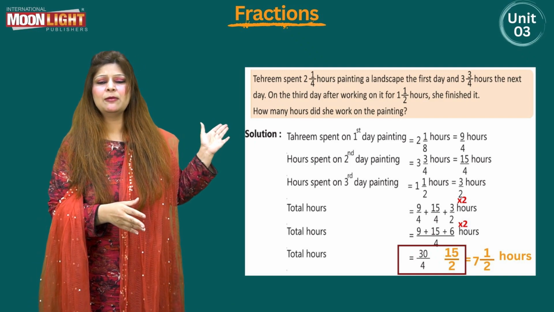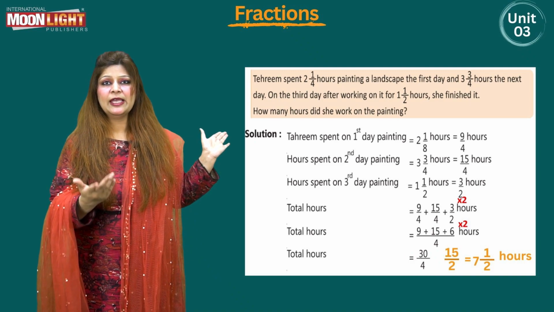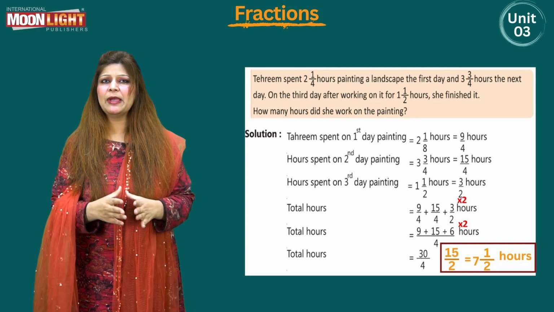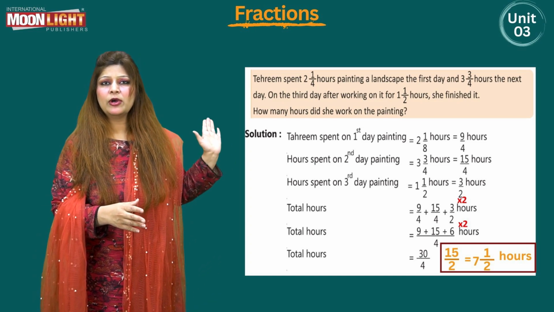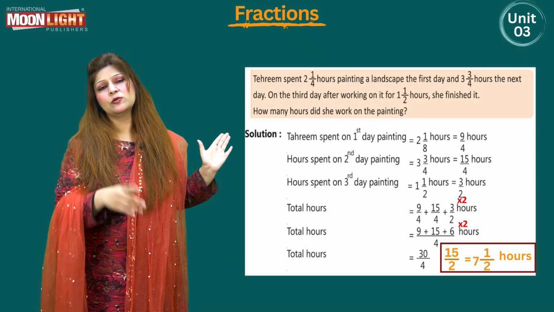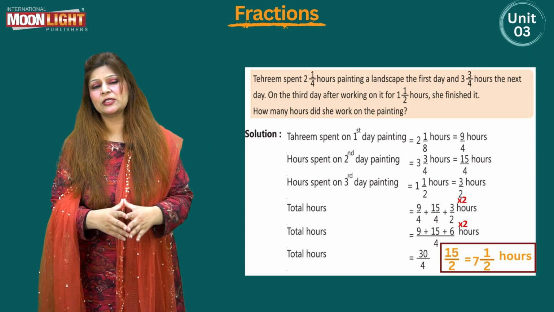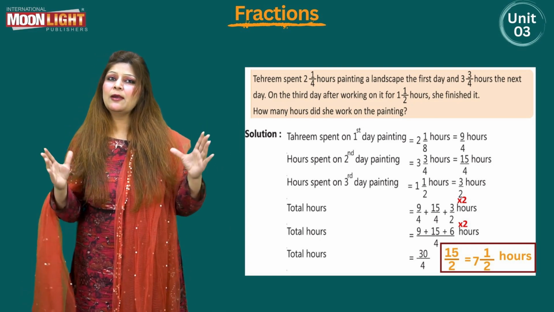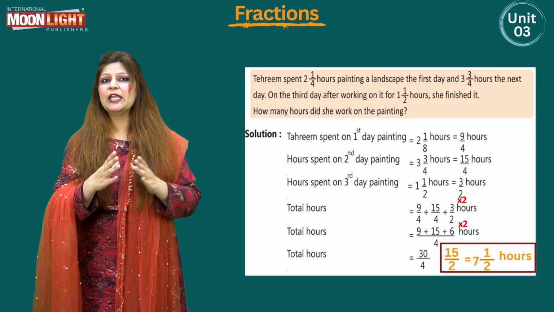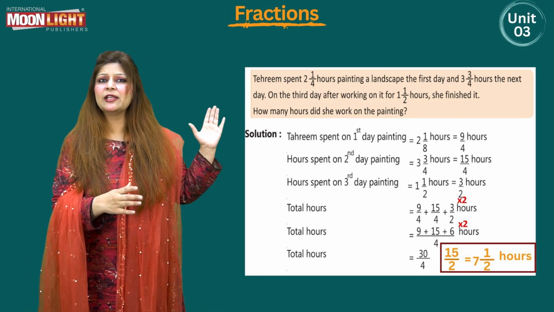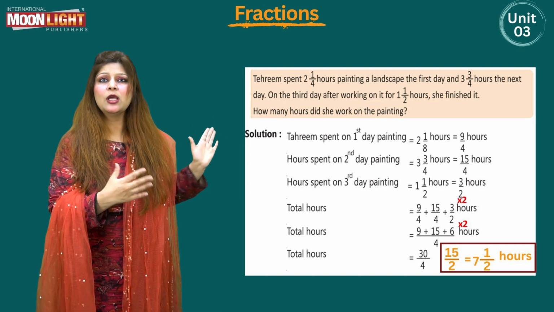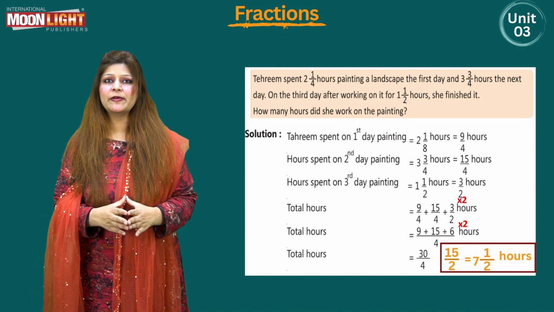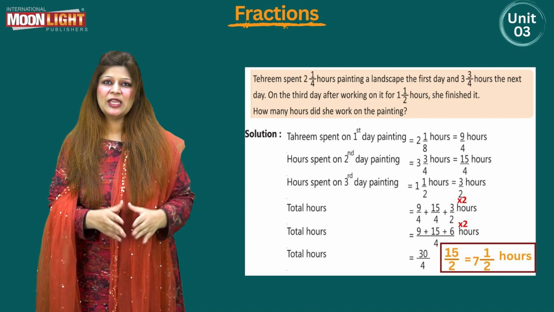So for 15 by 2, 2 7s are 14, plus 1 is 15. Or I can do one more thing: 15 minus 14 is 1, so the numerator will be 1, a proper fraction. So I will write the whole number like 7 whole 1 by 2. A mixed number is a mix of a whole number and a proper fraction. That is why I write it as 7 whole 1 by 2. So this is my total hours spent on painting in these 3 days.